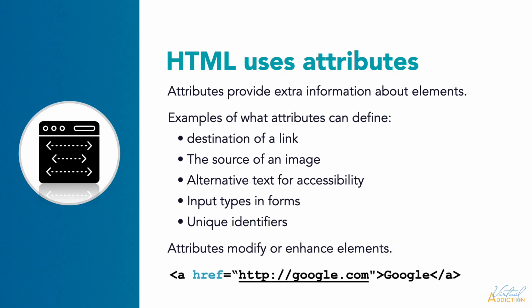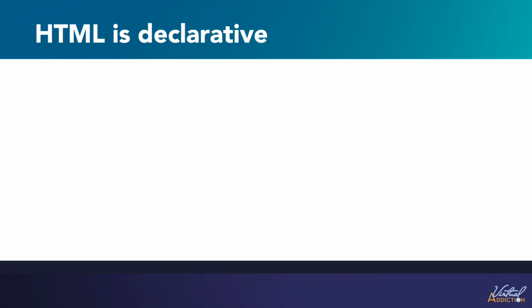In this example, I'm using an anchor link element, the A tag, and as you can see, I have href equals, and then inside of quotes, google.com. Href is the attribute, and what follows it, what exists inside of the quotes, is the attribute value.